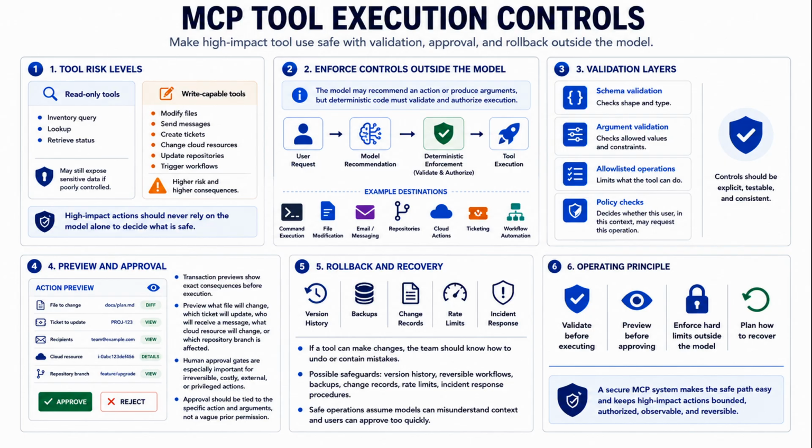If a tool can make changes, the team should know how to undo or contain mistakes. That may involve version history, reversible workflows, backups, change records, rate limits, or incident response procedures. Safe operations assume that models can misunderstand context and users can approve too quickly. The system should make the safe path easy and enforce hard limits outside the model.